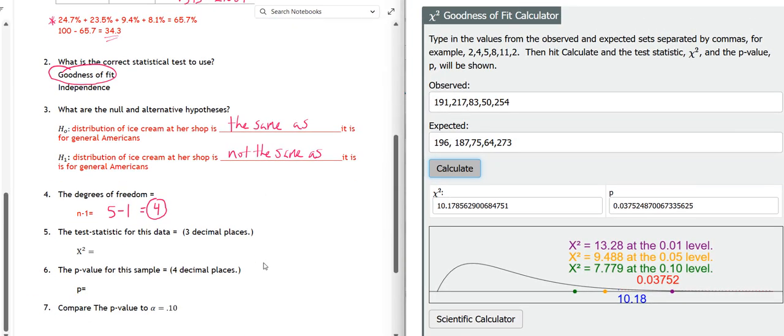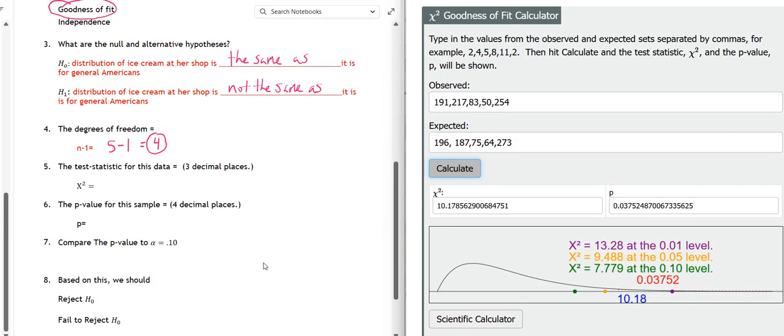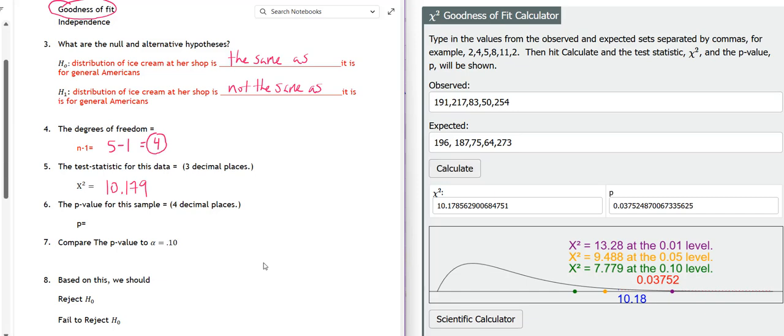So let's scroll down here. Test statistic, chi-squared. We want 3 decimal places, so 10.179. And the p-value is going to be the area in the tail to the right of that, and the p-value to 4 decimal places is 0.0375. Our level of significance is 0.1. So in this case, our p-value, 0.0375, is less than or equal to our significance level.